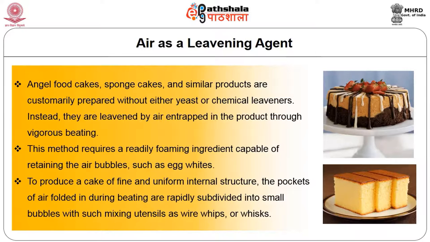Angel food cakes, sponge cakes and similar products are customarily prepared without either yeast or chemical leaveners. Instead, they are leavened by air entrapped in the product through vigorous beating. This method requires readily foaming ingredients capable of retaining the air bubbles, such as egg whites. To produce a cake of fine and uniform internal structure, the pockets of air folded in during beating are rapidly subdivided into small bubbles with such mixing utensils as wire whips or whisks.